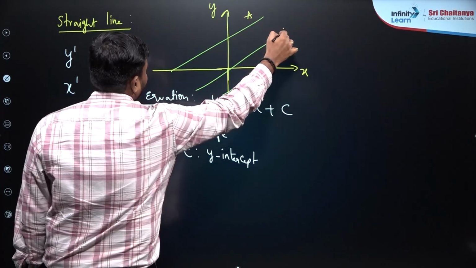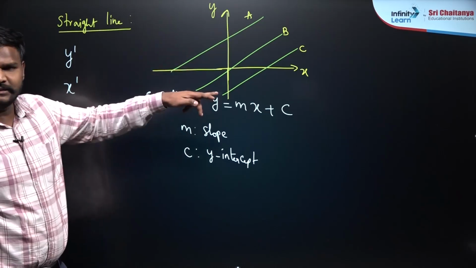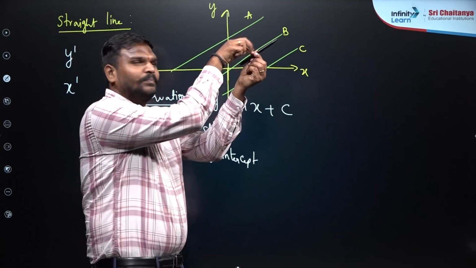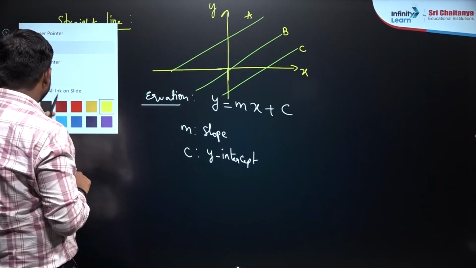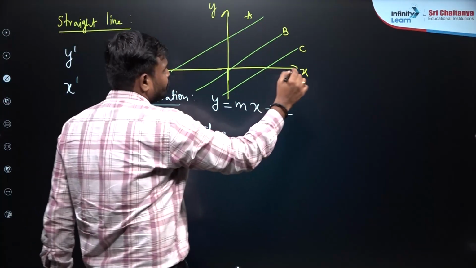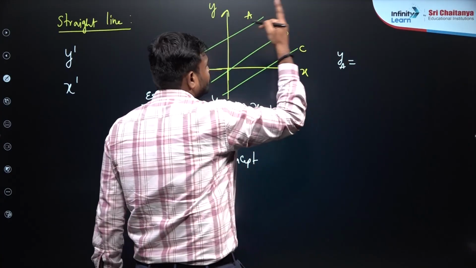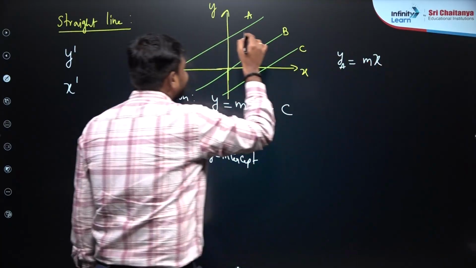Line A, line B, line C. In all the 3 lines, you can see the slope is positive. Slope is what, sir? Positive slope. So what is the equation of line A? Line A equation would be: slope is positive, plus m, and intercept.